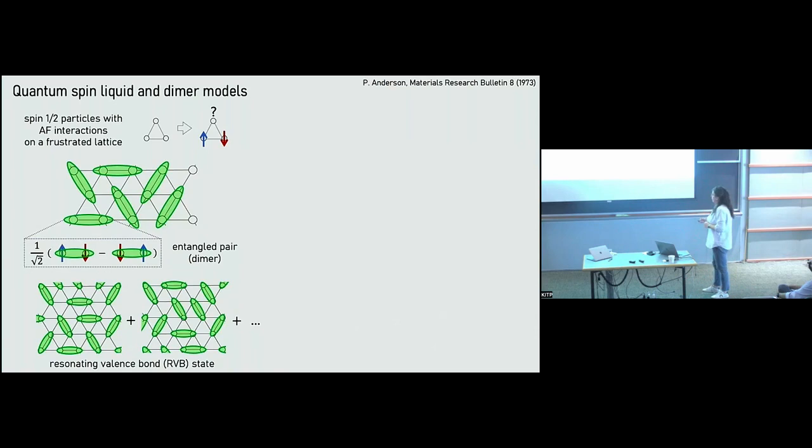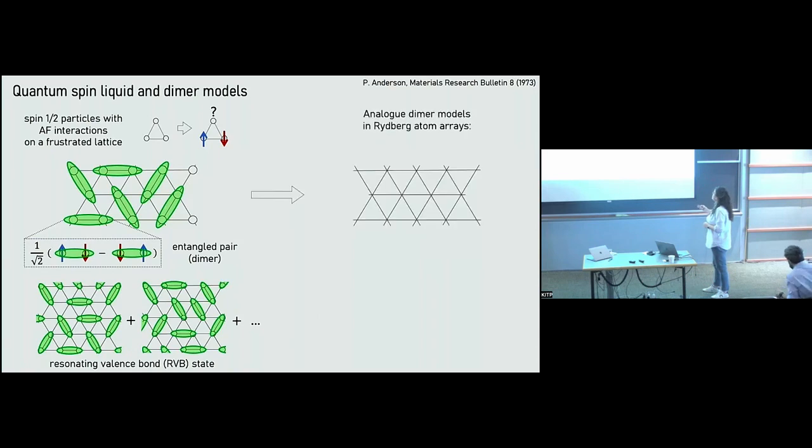Now the question here is, can we realize something like this by using Rydberg atom arrays? Here I would say that if we want to create something like this, probably the fact that the dimers are entangled pairs of spins is not crucial for the creation of this RVB state. What is crucial is that we have these dimers that can occupy different types of configurations on the lattice, and so they give rise to this macroscopic superposition.